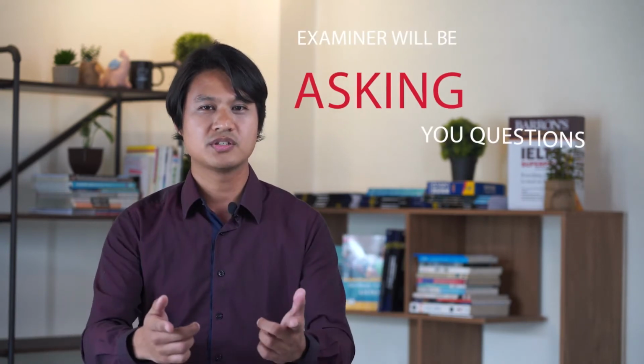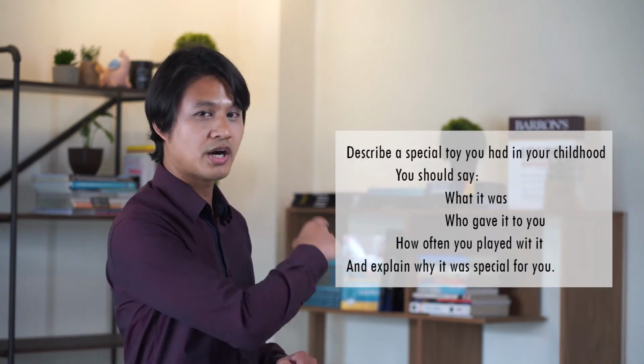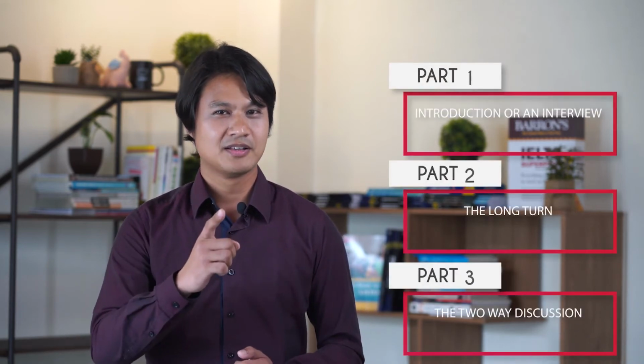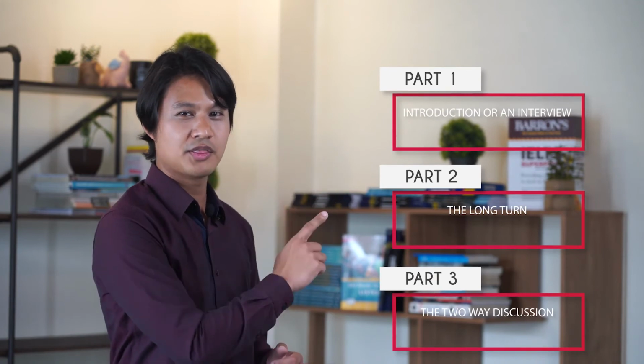Now, Part 3 is the two-way discussion. Why is it called a two-way discussion? Simply because the examiner would be asking you questions, more of a discussion type of questions, which is always related to your Part 2 topic, right? So it's more of a discussion type where you would have longer answers compared to your Part 1. Right? So you have to remember this. Again, we will be teaching you all of the ins and outs of how to answer the speaking test. All right? So you got your Part 1, Part 2, and Part 3.